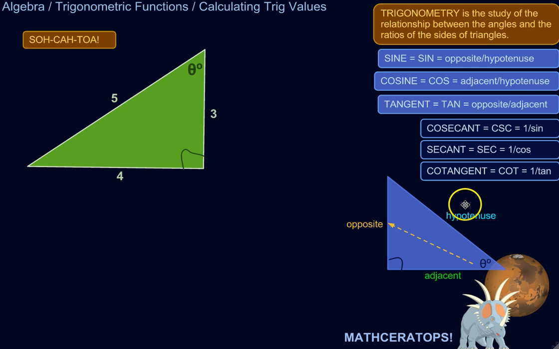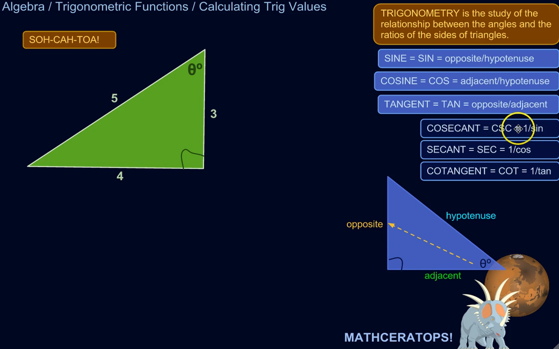Okay, so if I wanted to take the sine of theta, it would be the ratio of the length of the opposite side over the length of the hypotenuse. Cosine is adjacent over hypotenuse. Tangent is opposite over adjacent.